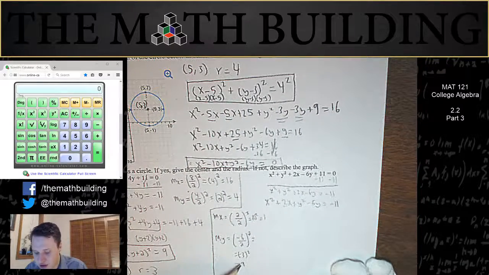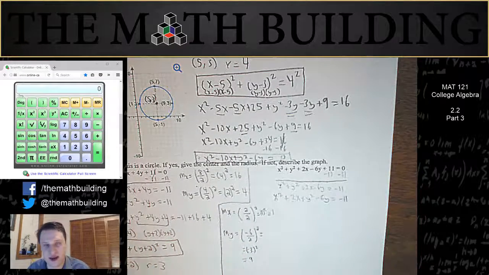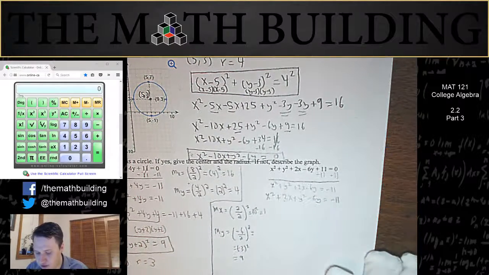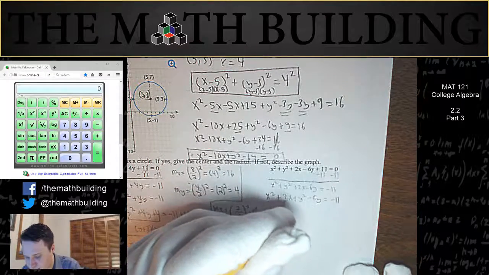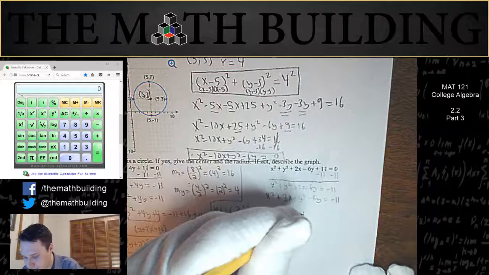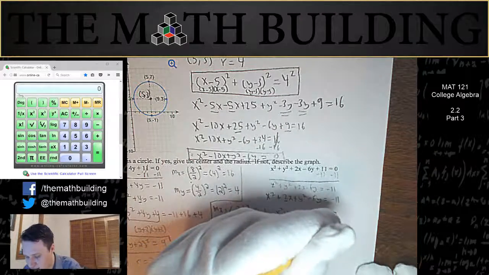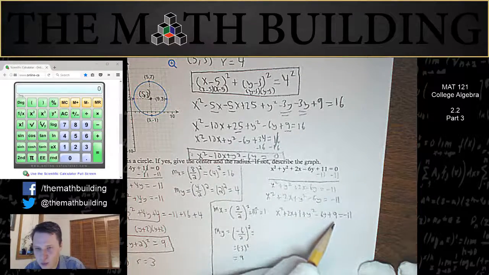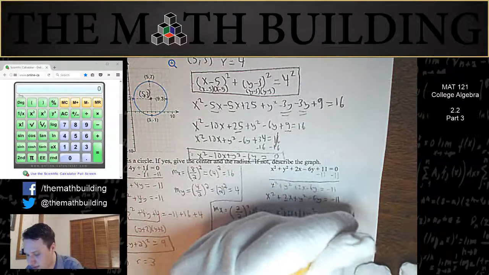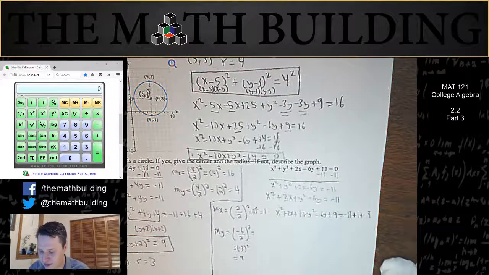So notice that the magic number is always going to be positive because we square it, and that'll always make it positive. So we're going to add the magic number: x squared plus 2x plus 1 plus y squared minus 6y plus 9 equals negative 11. And I've added 1 and added 9 to the left, so I need to add 1 and add 9 to the right to keep the equation equal.